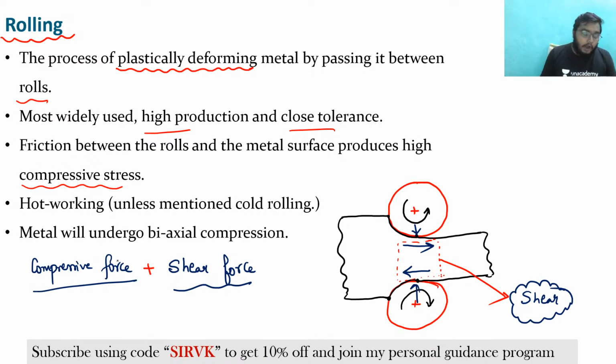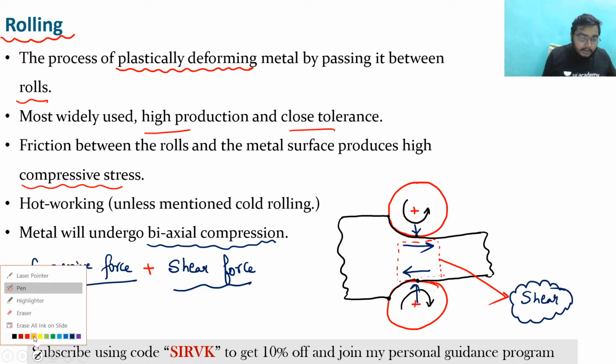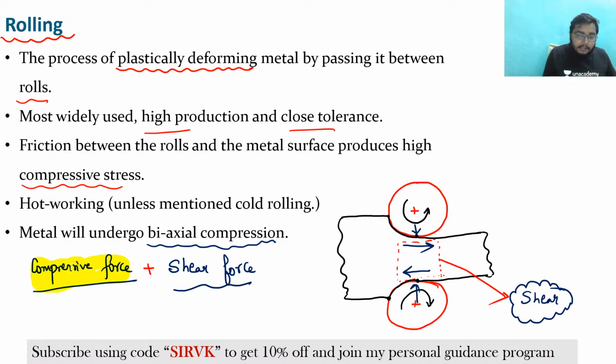So always remember that metal will undergo biaxial compression. And what exactly is the meaning of this biaxial compression? In this part of the metal, compressive force would be acting and shear force would be acting.